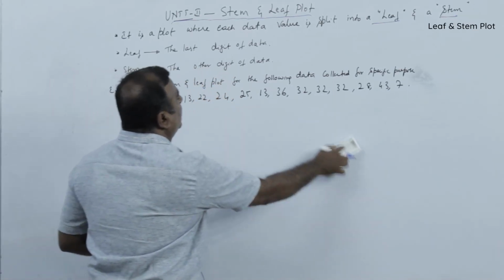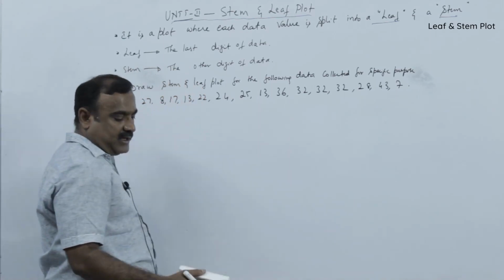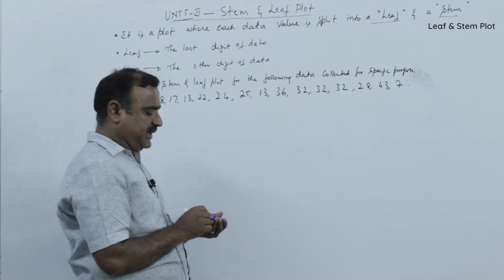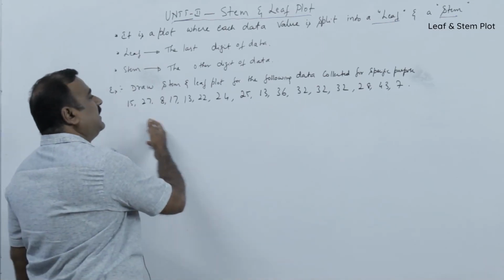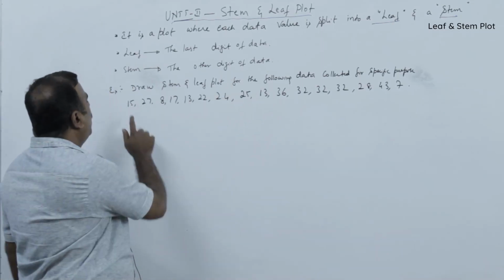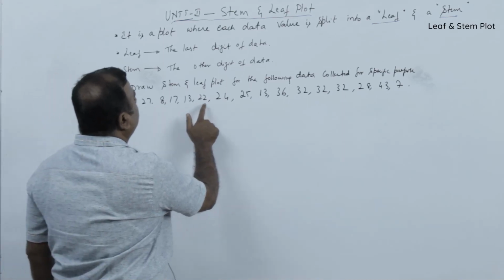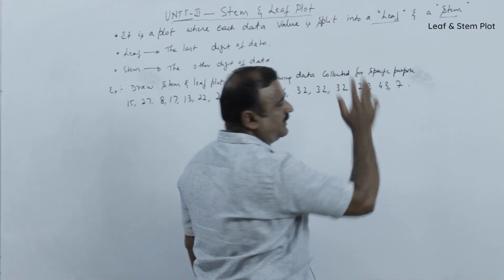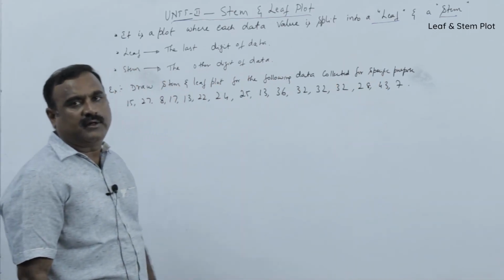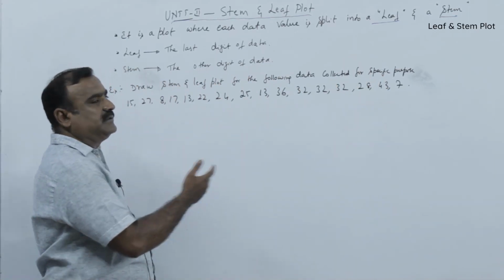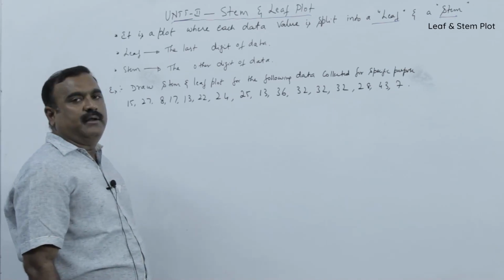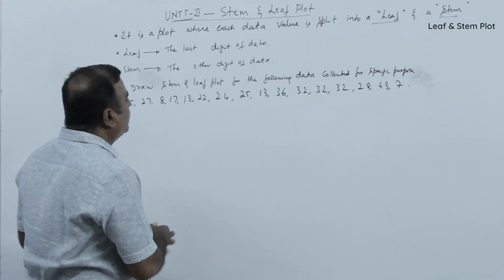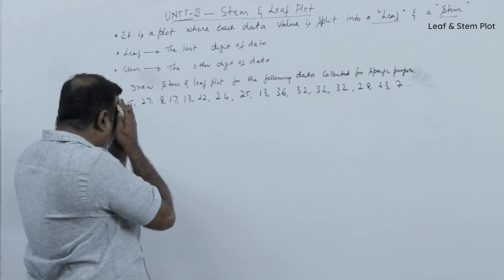Draw the stem and leaf plot for the following data collected. Some data has been collected for some specific purpose. The data has been given in this fashion: 16 numbers of data collected and represented like this. We have to draw the stem and leaf plot for this.